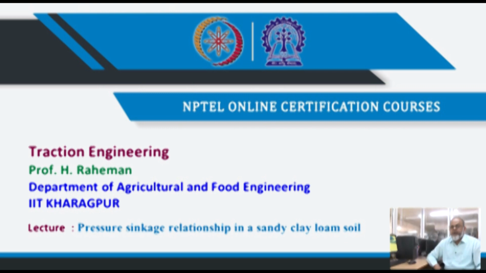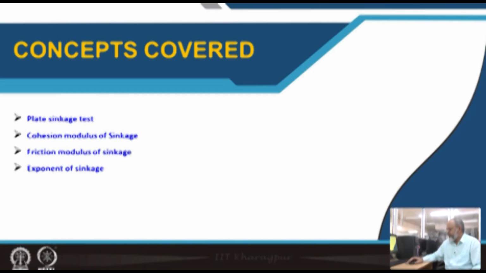Today I will try to cover the pressure sinkage relationship. For this I will demonstrate an experimental setup to clear the concepts, like what setup is used for measuring plate sinkage, and then you will try to find out the cohesive modulus of sinkage, frictional modulus of sinkage, and exponent of sinkage. These parameters are important and they are related to the bearing strength of soil. So that's why you are interested in measuring these parameters.